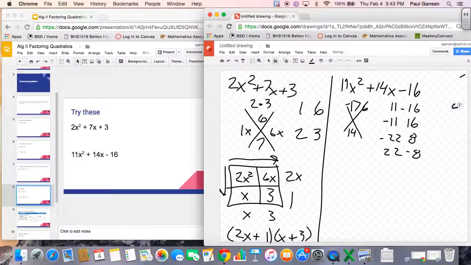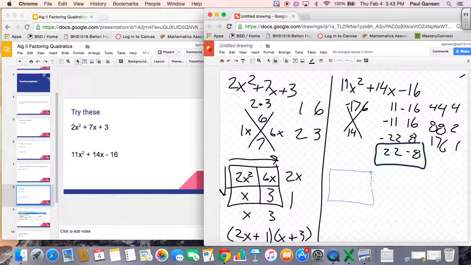You also have 4 and 44, and one would be positive, one would be negative. We also have 2 and 88, and then 1 and 176. And then again, these all have positive and negative options for them, but I'm stopping here because I actually don't need to do any more work. Again, we're looking for these that combine to give us 14. We have it right here, 22 and negative 8.